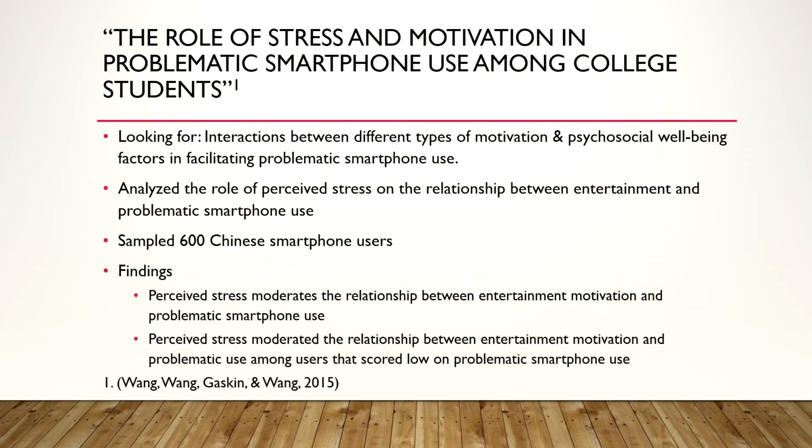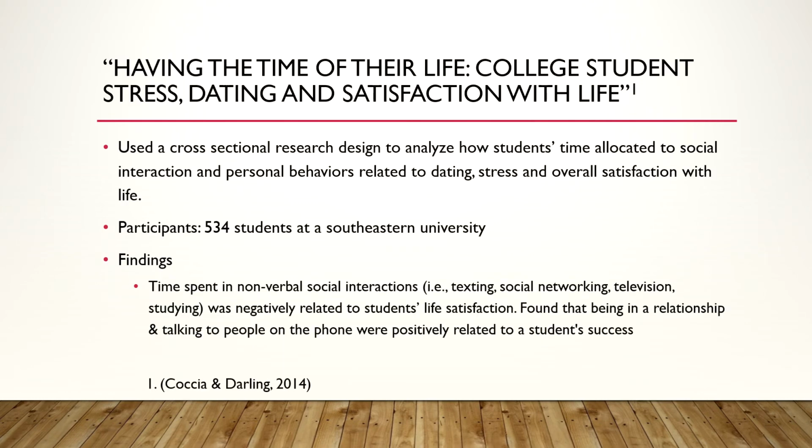Literature review. In this review, I reviewed 4 articles that related to phone use and stress levels. The first article: they look for interactions between different types of motivation and psychosocial well-being factors in facilitating problematic smartphone use. They analyzed the role of perceived stress on the relationship between entertainment and problematic smartphone use. They found that perceived stress moderates the relationship between entertainment motivation and problematic smartphone use. They also found that perceived stress moderated the relationship between entertainment motivation and problematic use among users that scored low on problematic smartphone use.